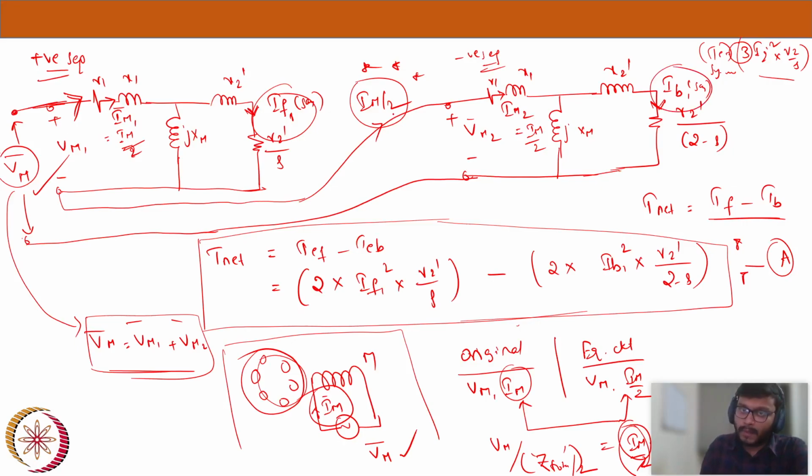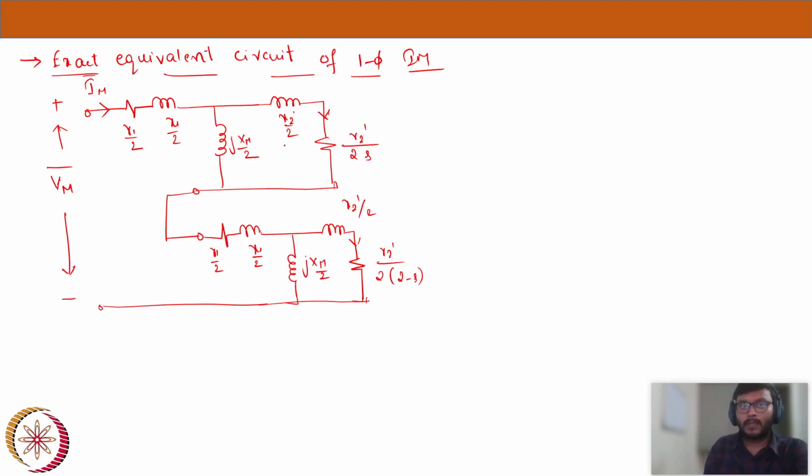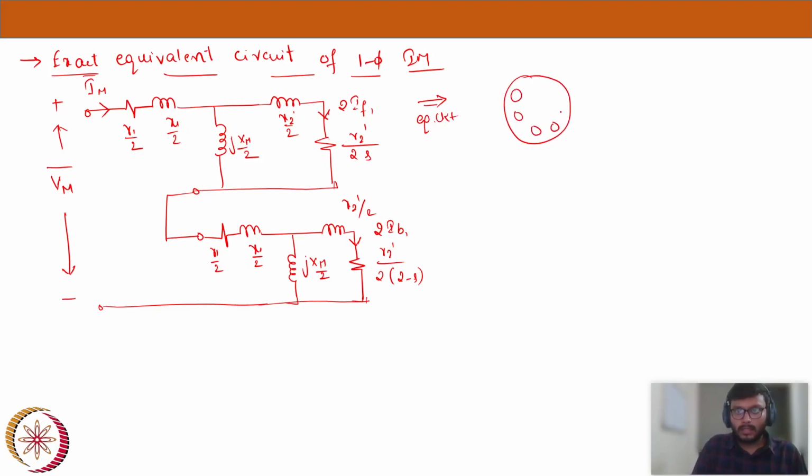Now since Im by 2 is double to Im, IF1 should also get doubled. Now this is 2 IF1, and the current flowing through the resistance of the rotor is here 2 IB1. Now this is the equivalent circuit of our circuit, which is this kind of machine.